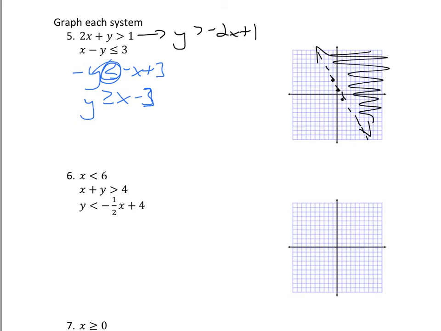The blue part, alright, I start down 3 for the y-intercept. My slope is 1, up 1 to the right 1, down 1 to the left 1. That's just not my best work right there. Okay, this one could be a straight, solid line. And once again, we're going to shade above because it is greater than. Okay, so shade above the blue.